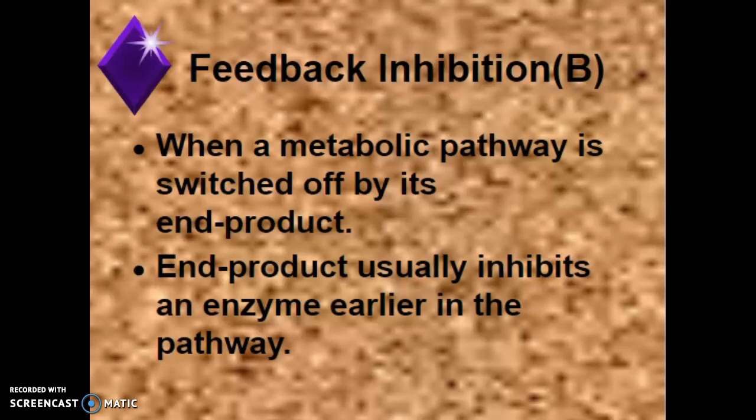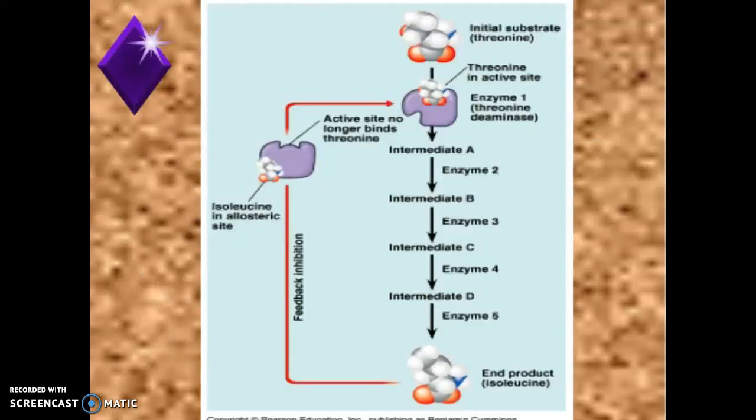Kind of the idea, we need something. So we're talking about an anabolic process here usually. We need something, so we're making it. Well, once we have enough, we don't need to continue making it, so we get negative feedback that turns that process off.